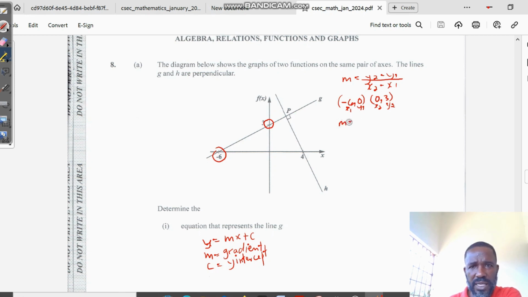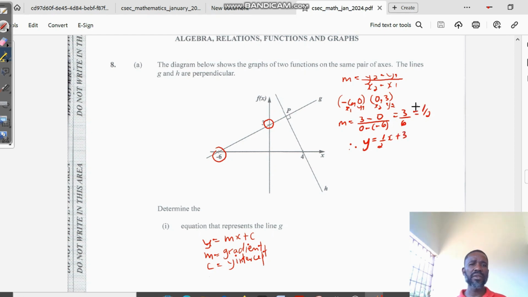So m is equal to, what is y2 equal to? 3 minus 0 over x2, which is 0 minus -6, so we have 3 divided by 6, and that is equal to a half. And then c is the y-intercept. This line cuts the y-axis at 3. Therefore, the equation of the line is y equal to half x plus 3, and that's the equation of the line G.